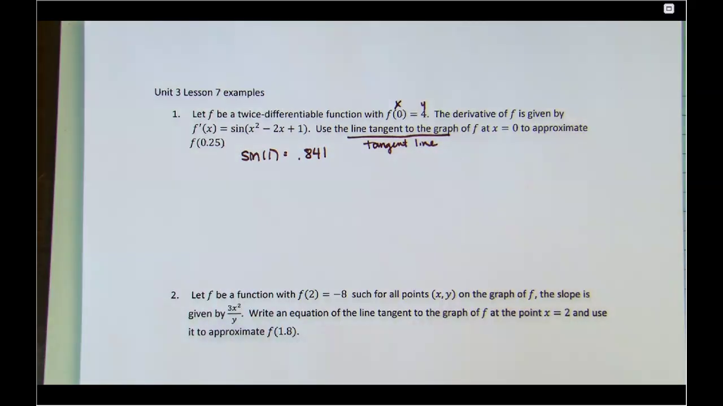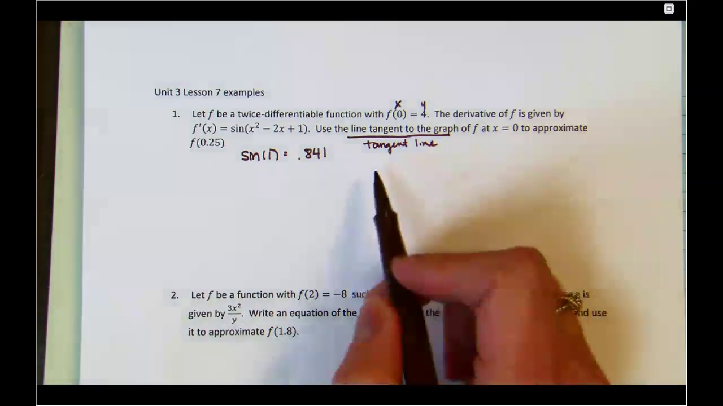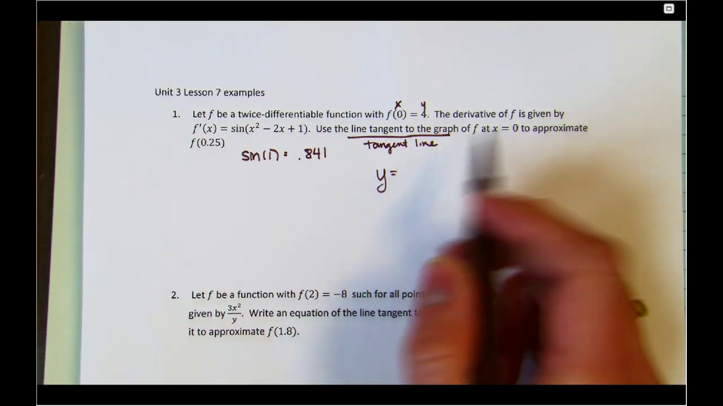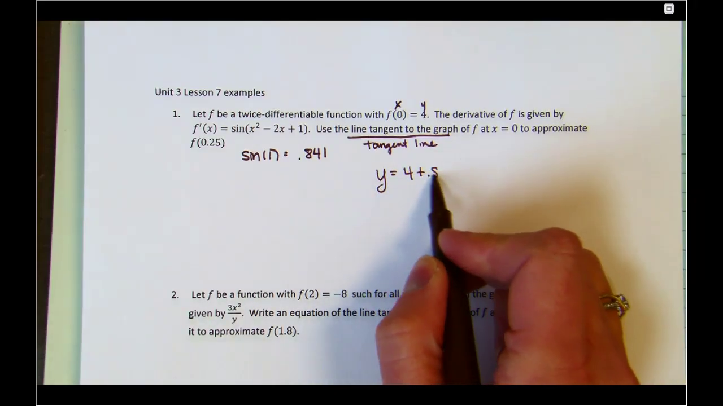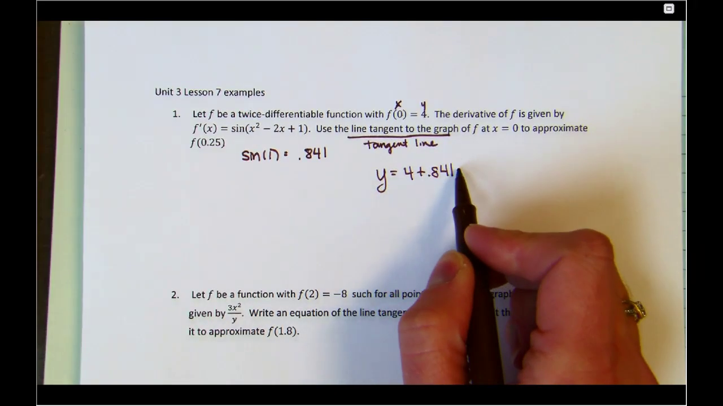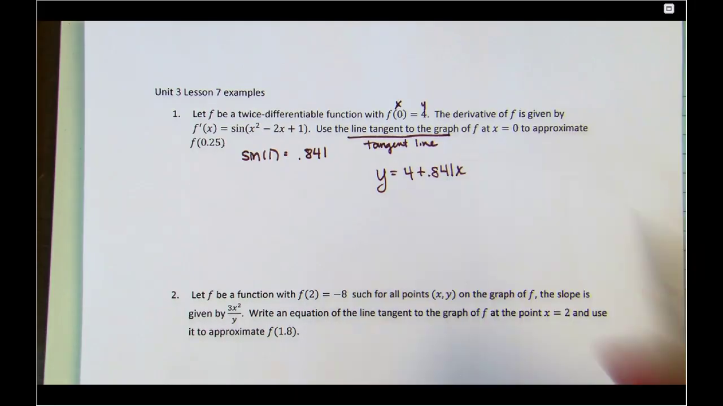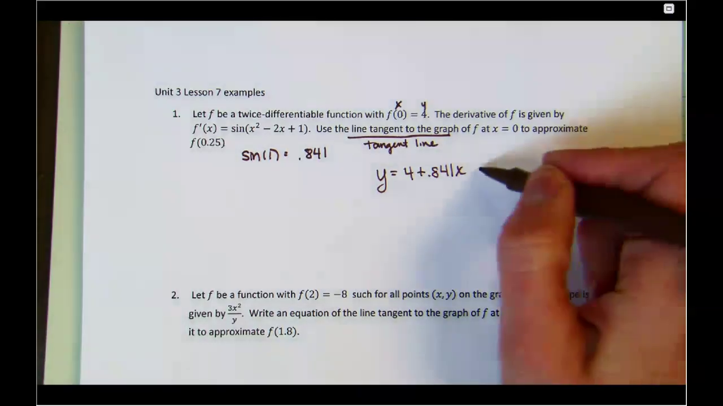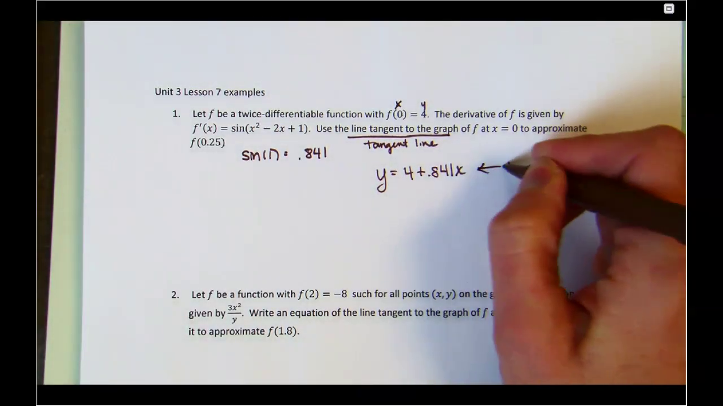Okay, so sine of 1 is 0.841, because remember you're going to use 3 decimals. So what's the tangent line? y equals 4 plus 0.841 times x minus 0, which you can put the x minus 0 or not, but you don't need it in this case, because x minus 0 is x. Okay, now there's your tangent line, no problem.